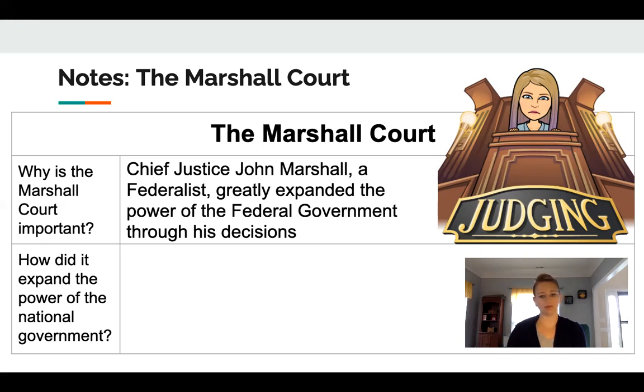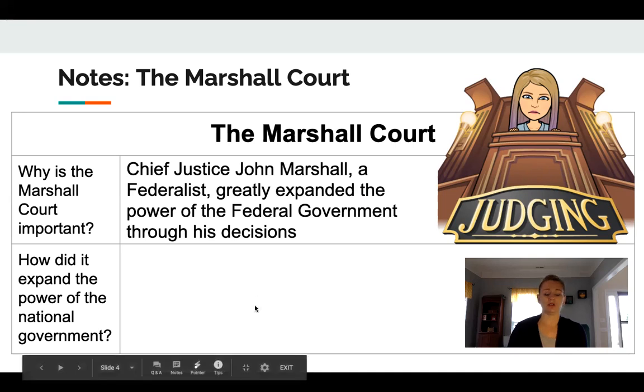When he was Chief Justice, he was actually the third Supreme Court Justice. A lot of people think he was the first, but he wasn't. He was the third. And during his time as Chief Justice, a lot of cases came up in which the decisions made by the court would greatly expand the power of the federal government and the national government. And you're going to be looking at some of those cases today.